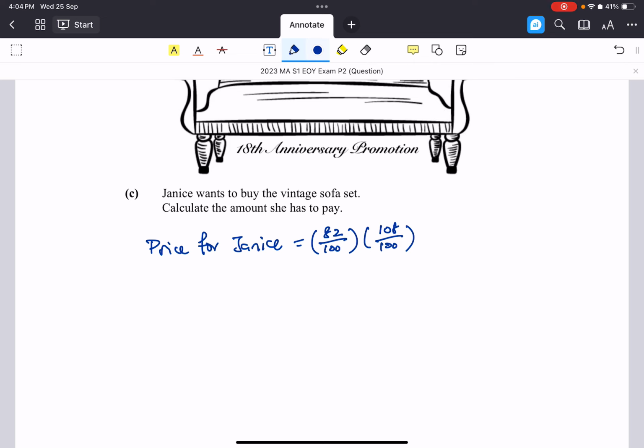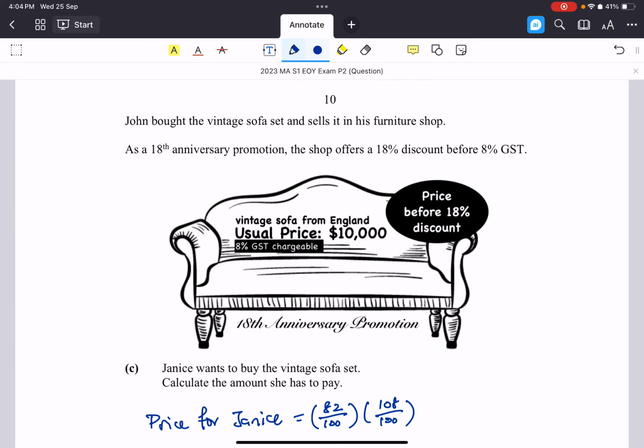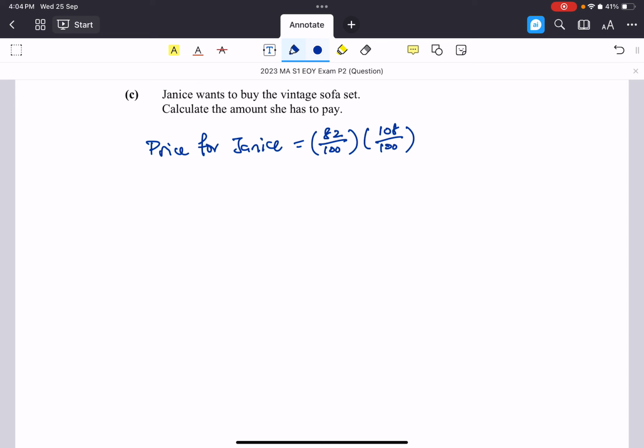And then you multiply this with the original selling price, right? So what's the original selling price? Let's take a look again. $10,000 this time round, right? So $10,000. You work this one out. This will be 8856. Okay.